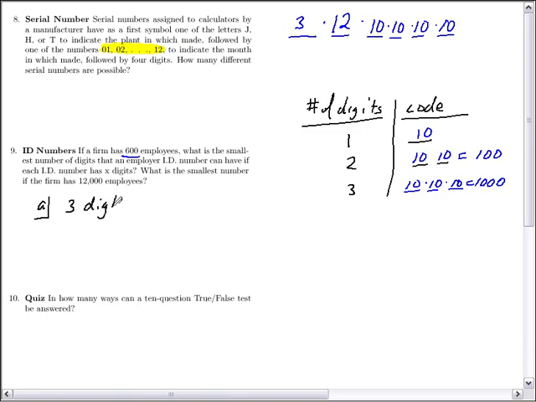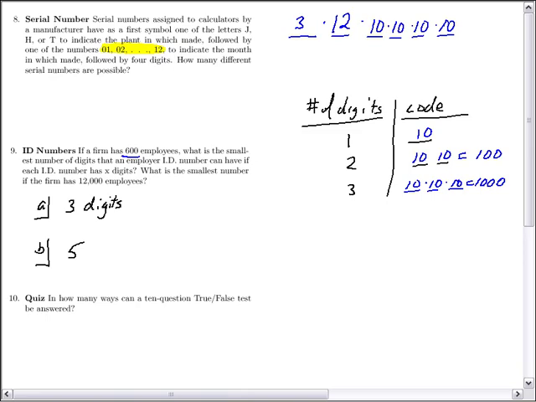So that's what I need in order for everybody to have their own code. What's the smallest number if the firm has 12,000 employees? Well, if I add another digit, in other words multiply by 10, that is 10,000. Not enough, so I need another one, gives me 5.